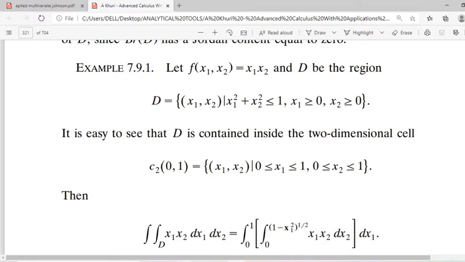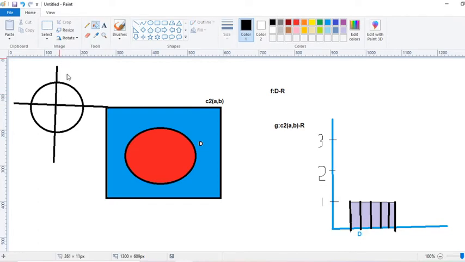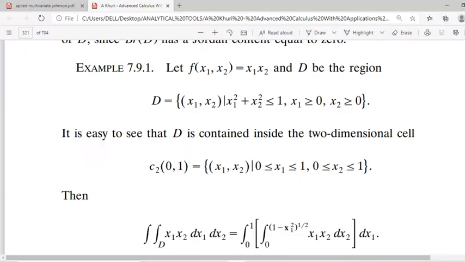I will show you the shape of the domain. Let us look at the shape of the domain. It will be a circle, but not the full circle, because it is divided into 4 parts, and we are considering only this region. So it is easy to see that D is contained inside a two-dimensional cell.